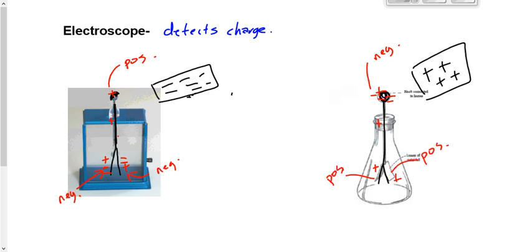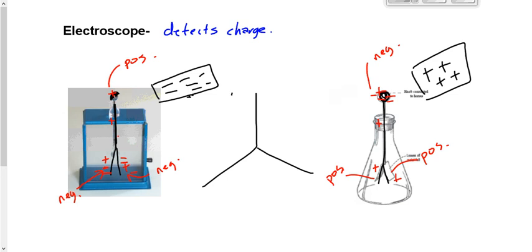What's going to happen to the two leaves if they're both positive? Kevis, what's going to happen to the two leaves if they're both positively charged? They'll repel each other, and therefore they're going to spread apart. So we're going to get the exact same effect as we got over here. The leaves spread apart. Make sense?